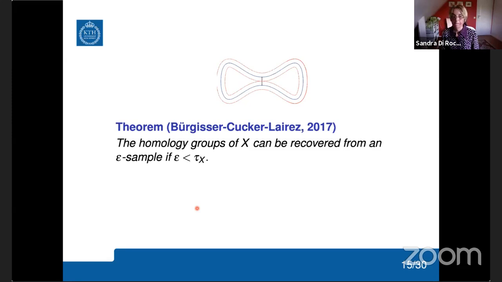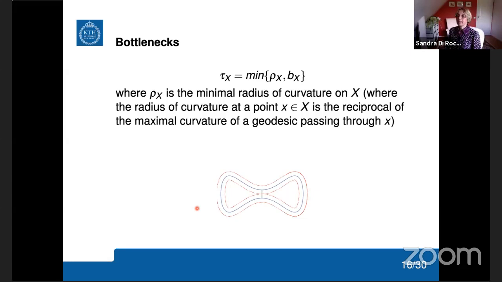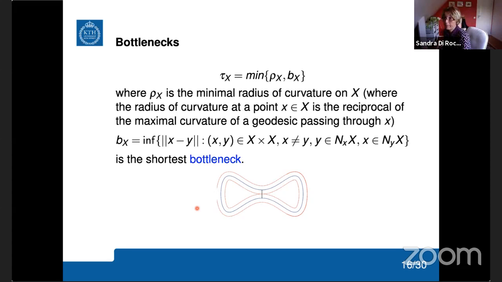Okay. So how do we compute the reach? Well, the definition that I gave you before is a nice definition, but computationally it is not something that you can apply. But there are two well understood upper bounds for the reach. The reach has been proven to be the minimum of two quantities. One is called the minimum radius of curvature of x. This is what I denote by rho of x. And the other one, which I denote by b of x, is called the bottleneck of the variety.